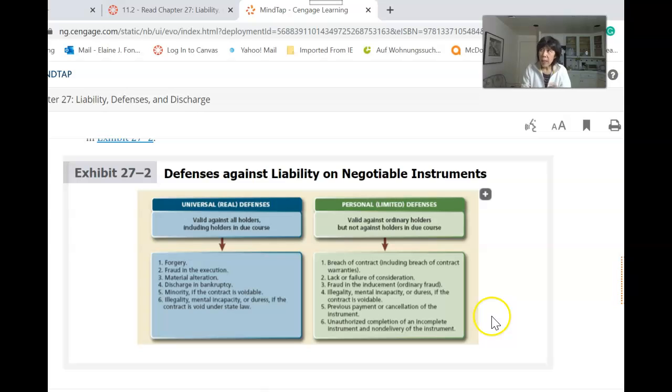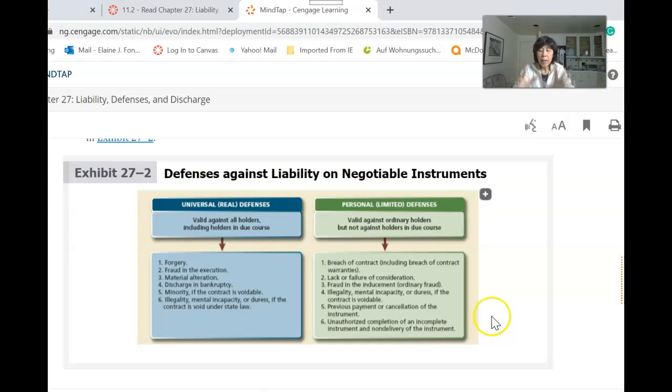What's included there? My catch-all thinking for these personal defenses, I usually just think ordinary kind of contract defenses, what you have studied in Business 12A. All right, but let me go through the list with you, and we'll talk more about both kinds of defenses in the future. But number 1, we have breach of contract. All right, as a defense. Number 2, lack or failure of consideration. 3, fraud in the inducement or some kind of ordinary fraud. 4, illegality, mental incapacity, or duress. 5, some previous payment or cancellation of the instrument. And 6, some unauthorized completion of an incomplete instrument and non-delivery.